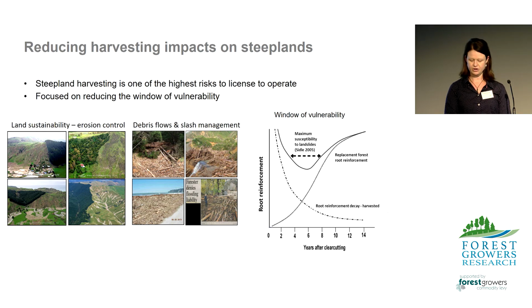Research in this area is focused on reducing the window of vulnerability. The window of vulnerability describes the elevated risk of landslides after a forest has been harvested and before the next crop reaches canopy closure and root site occupancy. This window is about 5 to 6 years.